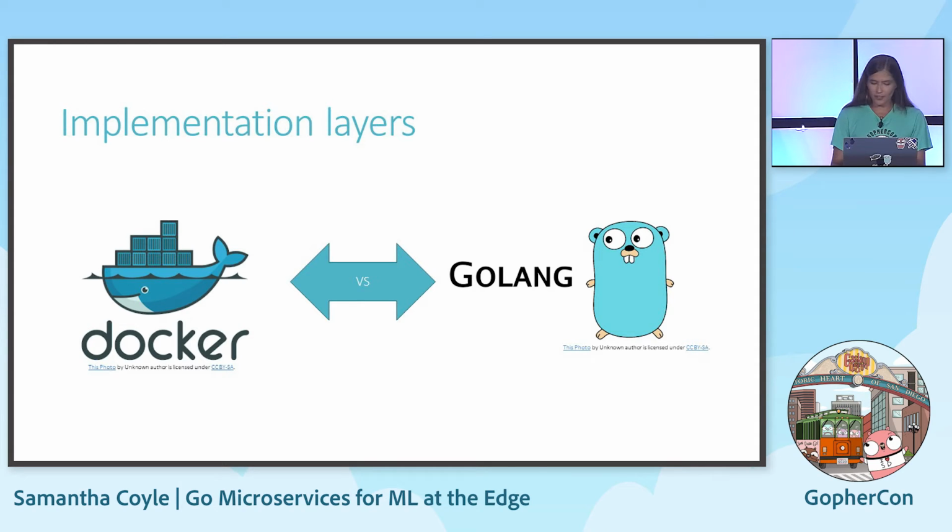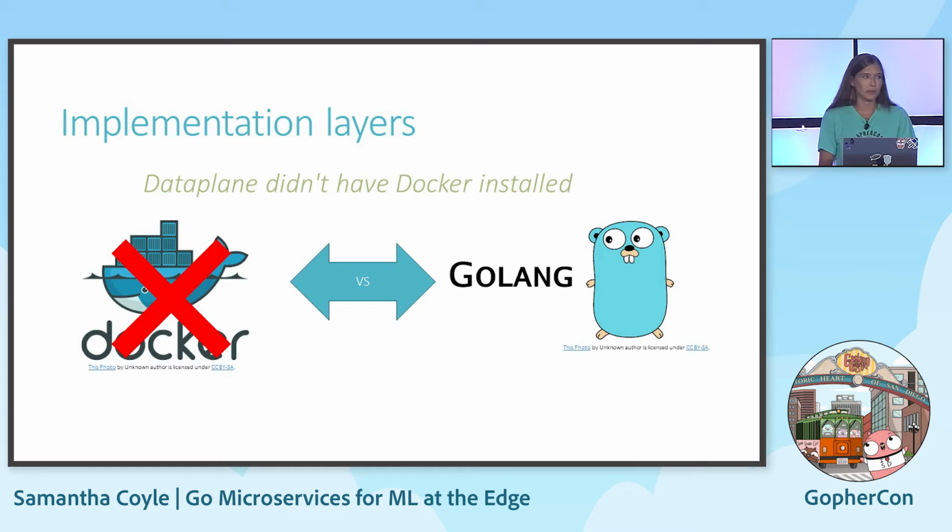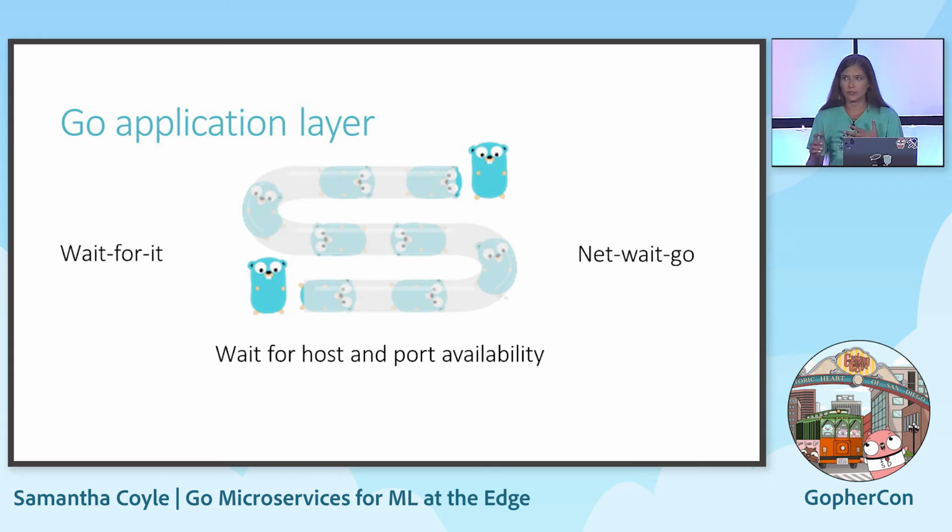So we didn't have Docker installed on the data plane, so we wanted to be mindful of the restrictions that we had, right, and what we wanted our customers to install, and so we went with the Go application layer approach here. And so looking into what were some of our Go packages available for service coordination and waiting for the host and port availability of our dependent services, that brought us to two packages, and we actually went with wait for it.